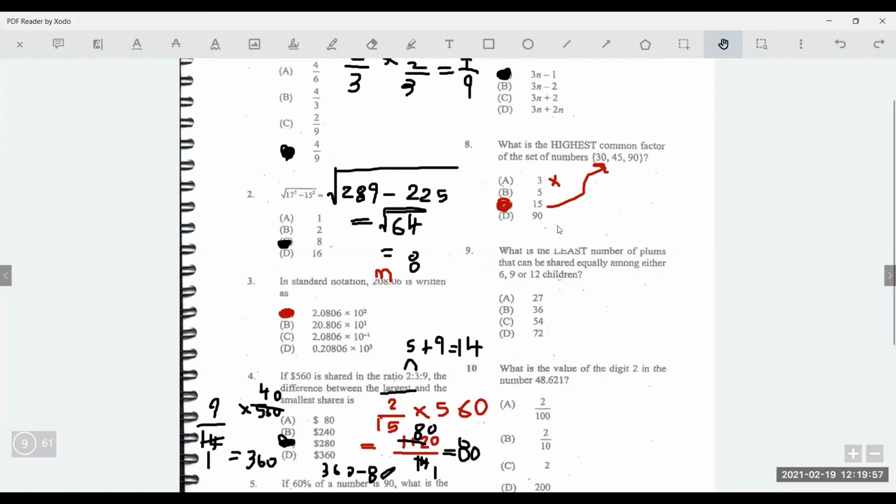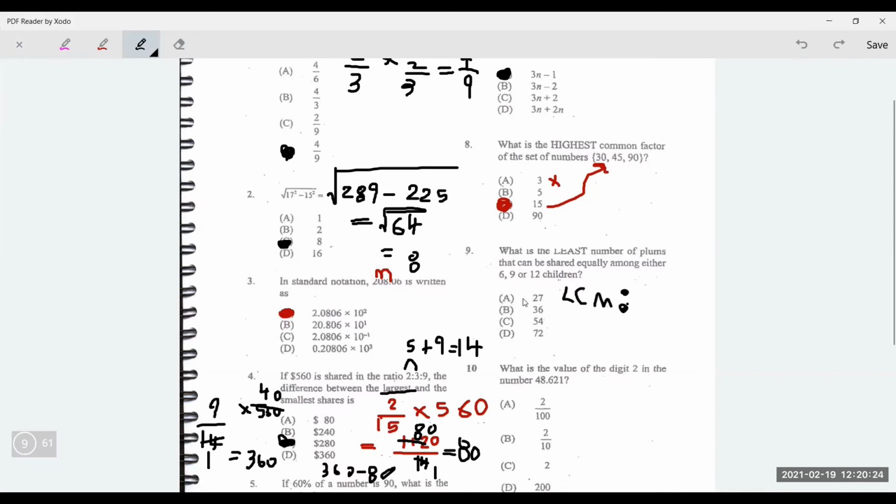It says, what is the least number of plums that can be shared equally among 6, 9, or 12 children? Once you hear least number of plums that can be shared equally, then we have to go for what? The LCM. You have to find the LCM of 6, 9, and 12. What is the LCM? The LCM is the number which 6, 9, and 12 can all go into evenly.